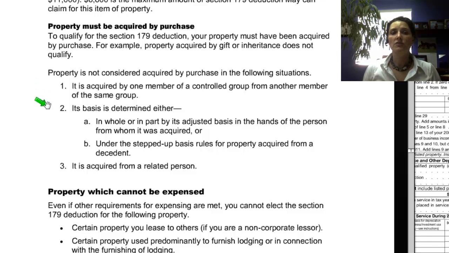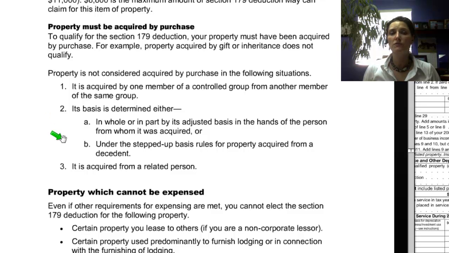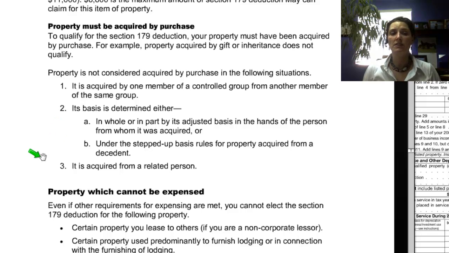2, its basis is determined either in whole or in part by its adjusted basis in the hands of the person from whom it was acquired, or under stepped-up basis rules for property acquired from a decedent, that is, by gift or inheritance, or it is acquired from a related person, that is, you purchased it from your mother or your father or your sister or your brother.